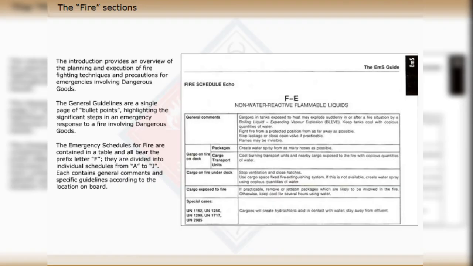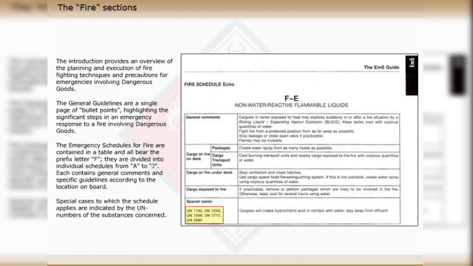Each contains general comments and specific guidelines according to the location on board. Special cases to which the schedule applies are indicated by the UN numbers of the substances concerned. The example here shows Fire Schedule FE, Non-Water Reactive Flammable Liquids. Note the guidelines for different stowage areas and the UN numbers of the special cases to which the schedule applies.